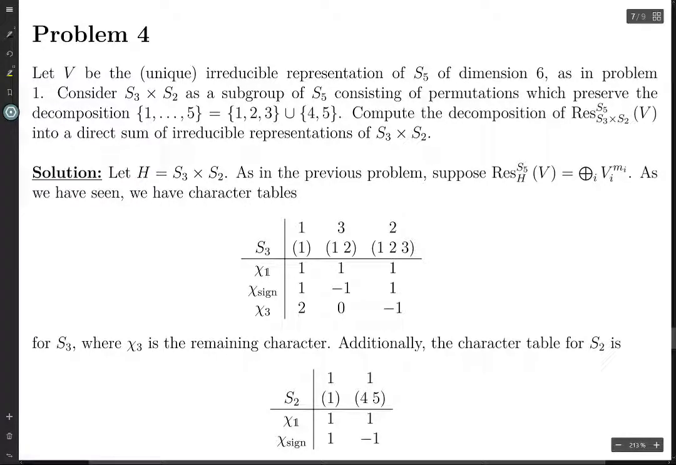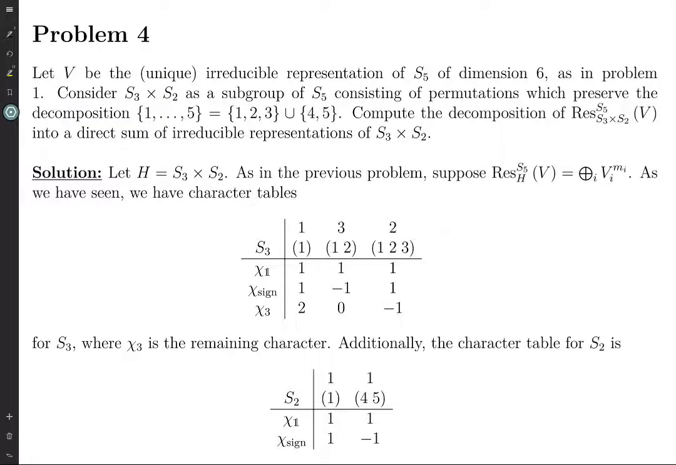All right, let's do some algebra. Let's take the unique irreducible representation of S5 of dimension 6. As in problem 1, I don't know if I'll upload that problem because it takes a while, and there's one step that I'm not 100% on. Basically, if you just find the character table for S5, you could just Google it.